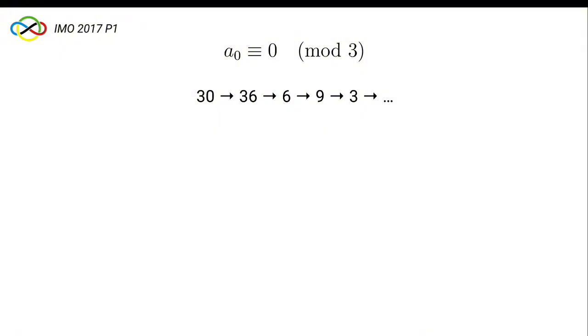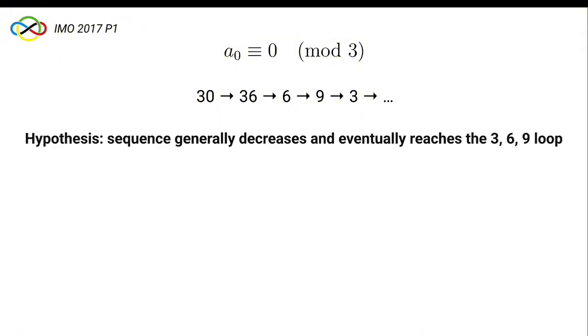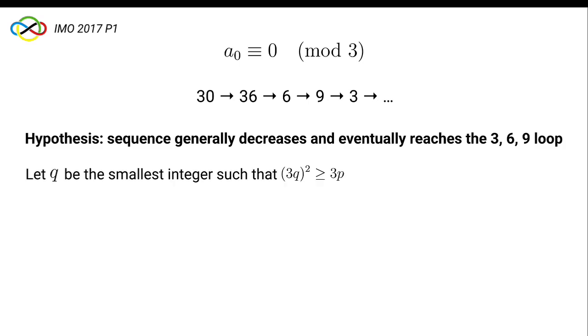30, 36, 6, 9, 3. Well, our hypothesis is that the sequence generally decreases and it eventually reaches the 3, 6, 9 loop. Because if you look here, we start from 30, but after we reach 36, it goes back down to 6. So it's like a decrease. Even though it goes up from 30 to 33 to 36, it eventually comes back down. So how do we prove this?